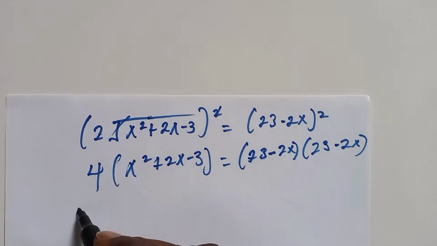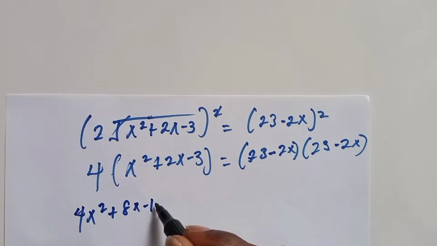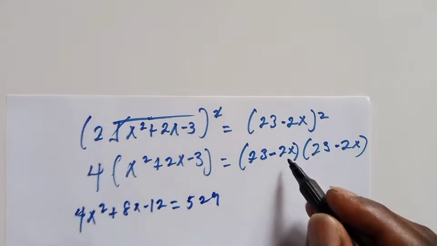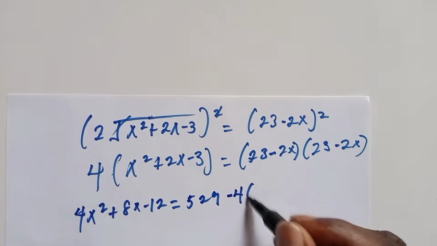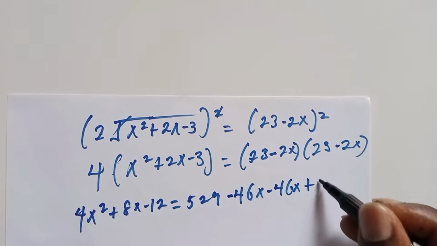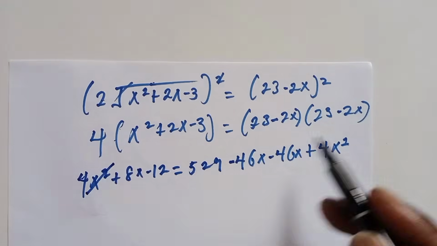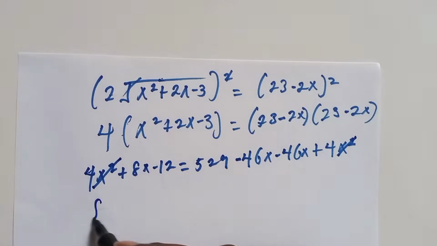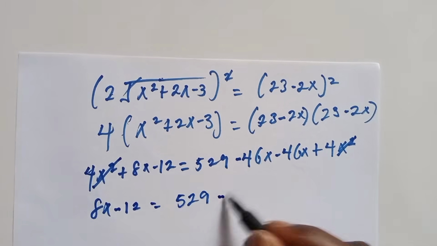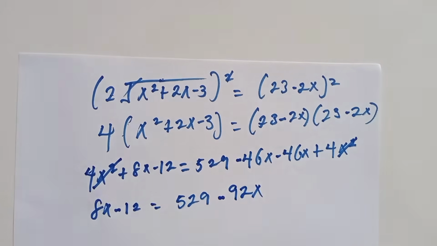So this becomes 4x squared plus 8x minus 12 is equal to 23 times 23, which is 529, and then minus 46x, and then minus 46x, plus 4x squared. From here, we cancel out 4x squared. We are left with 8x minus 12 is equal to 529 minus 46x minus 46x, which gives us minus 92x.